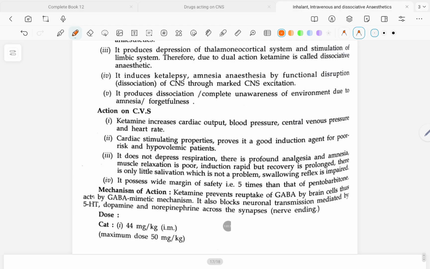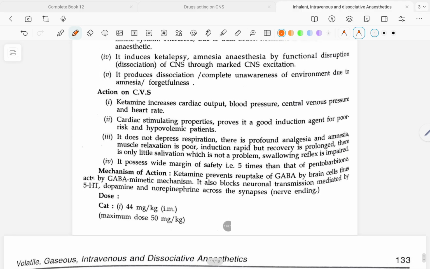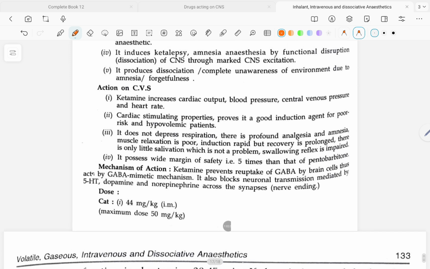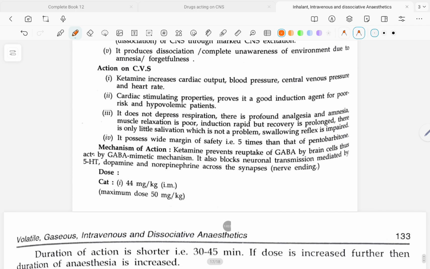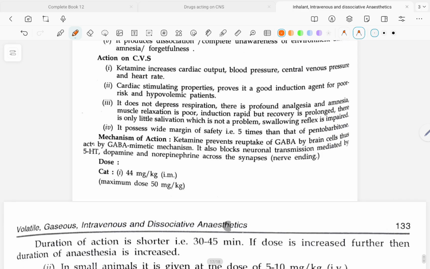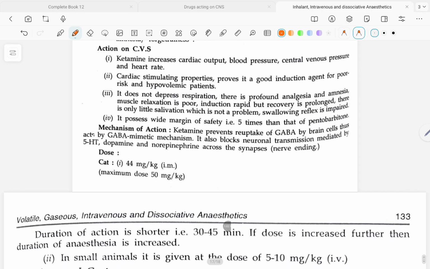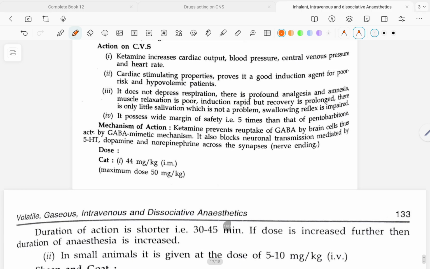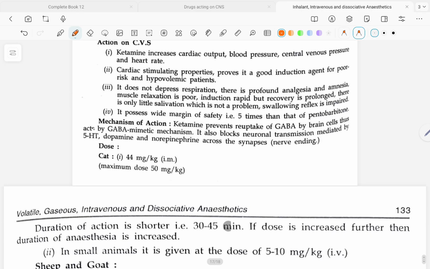Action on CVS. Ketamine increases cardiac output, blood pressure, central venous pressure, and heart rate. Cardiac stimulating properties make it a good induction agent for poor risk and hypovolemic patients. It does not depress respiration. There is profound analgesia and amnesia. Muscle relaxation is poor. Induction is rapid but recovery is prolonged. There is only little salivation, which is not a problem. Swallowing reflex is impaired. It possesses a wide margin of safety, five times that of pentobarbital.